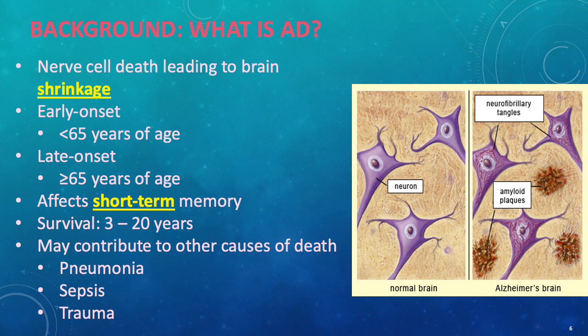Remember that the ultimate process of Alzheimer's disease is nerve cell death that leads to brain shrinkage. The brain actually starts to shrink. And that happens because look at how in the Alzheimer's brain there are those lesions that you see. They look like little red blotches. Those are called amyloid plaques. And those clearly should not be there. They start taking up space in the brain.